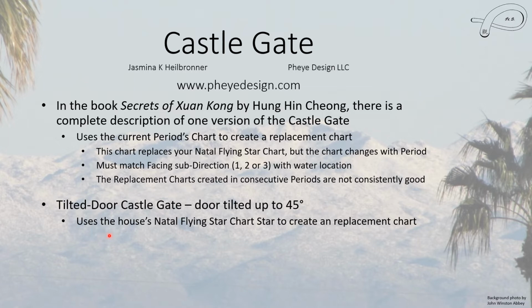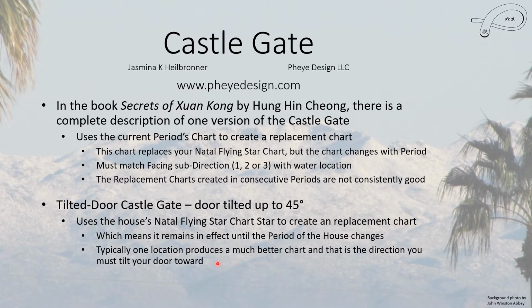Now, this does use the house's natal flying star chart to create a replacement chart. And that's good, because this chart remains in effect when the period changes. So you don't have to worry about moving water when we change periods. It'll stay the way it is until you do something to change the period of your house, which is a bit more work.